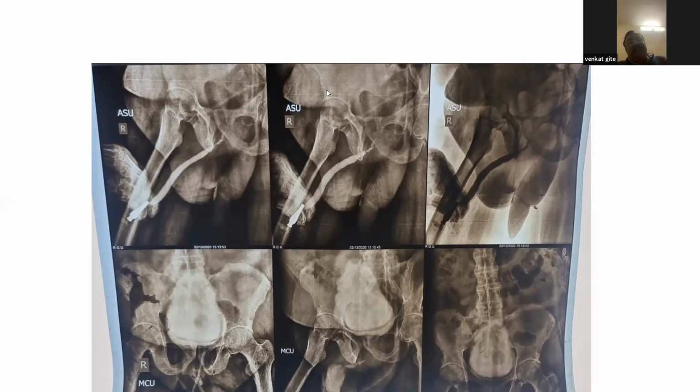Again, there are gravitational RGU, dynamic RGU, then relaxed RGU and holding RGU. There are 4 or 5 types of RGU. Now it is not RGU, it is RUG, retrograde urethrogram. So, what is meant by dynamic RUG?